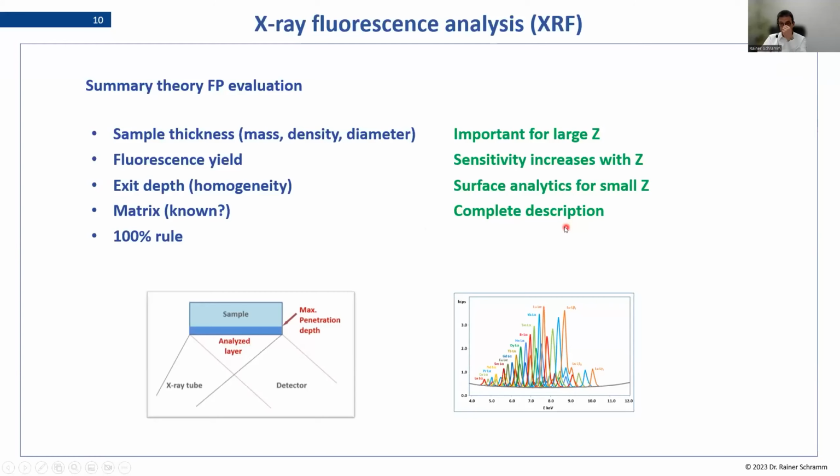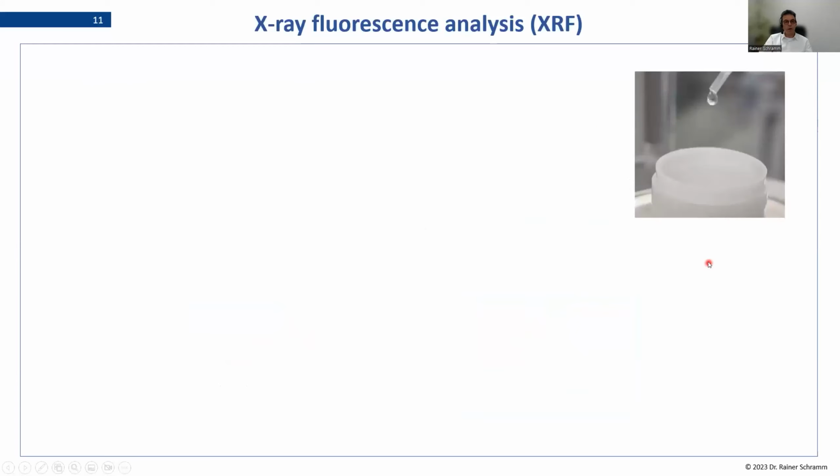And we have the 100% rule. That means there is the possibility that you can leave one parameter open. We know this when we do fusions, that we can let it calculate a loss on ignition, for example. We could calculate a dilution factor or an unknown matrix part, like, for example, the oxygen. But now let us discuss some examples.